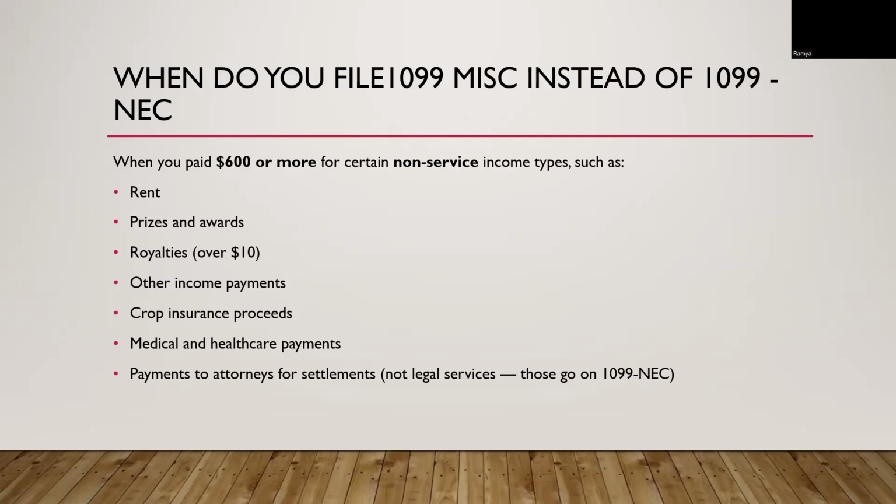When you're making payments to attorneys for settlements, those also fall under 1099 miscellaneous. Now you should not get confused with payments paid to attorneys for their services. If you're taking actual legal services, like a legal consultation, that will fall under 1099 NEC. But if you're making a payment as part of a settlement, then that goes on the 1099 miscellaneous. So these are some of the differences between 1099 miscellaneous and the 1099 non-employee compensation form.